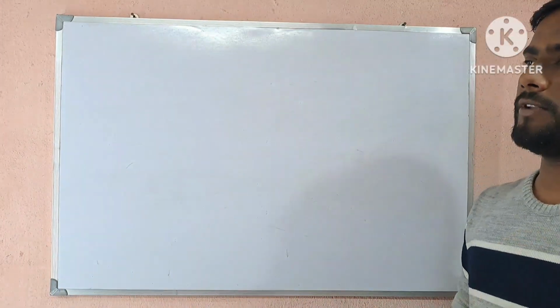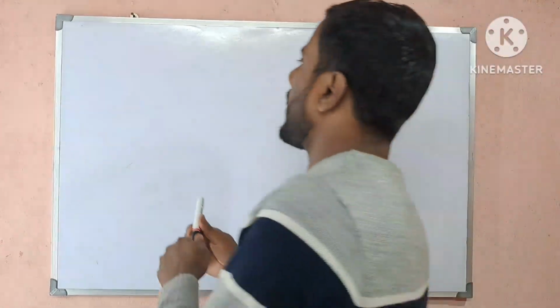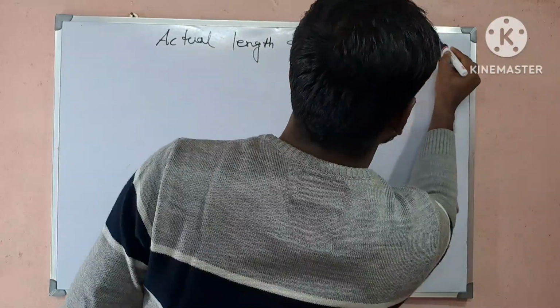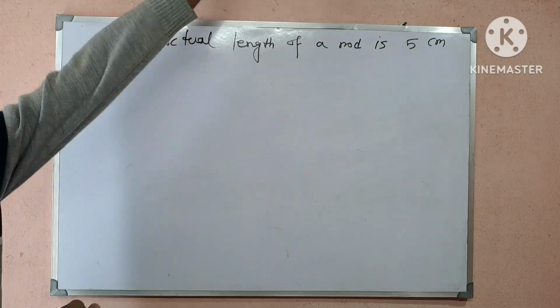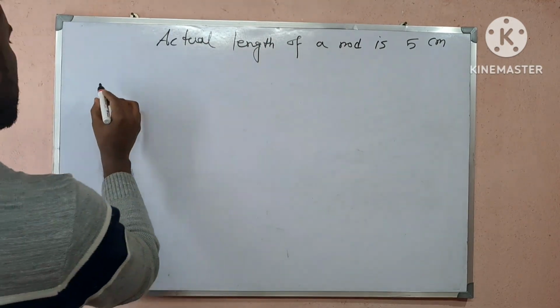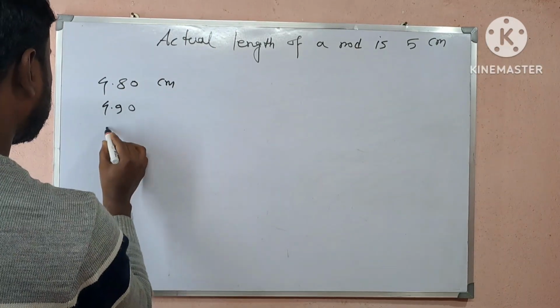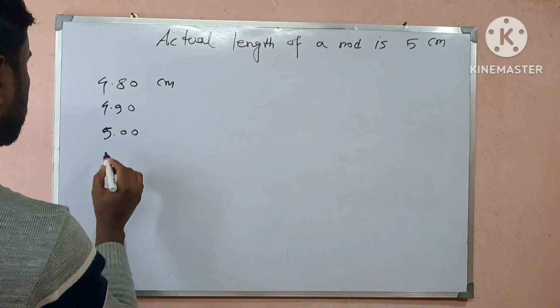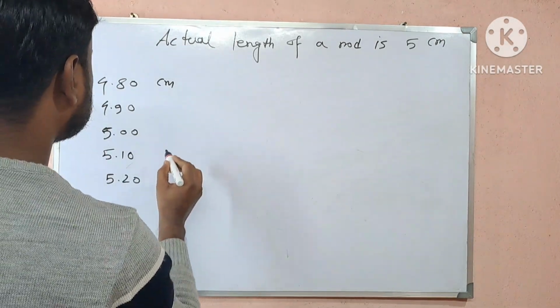Now in physics, there are two types of measurement. One is called accurate measurement, another one is called precise measurement. So what is accurate and what is precise measurement? Suppose the actual length of a rod is 5 centimeter. Now, by a group of students, the length of the rod are measured as 4.80 centimeter, 4.90 centimeter, 5 centimeter, 5.10 centimeter, and 5.20 centimeter.